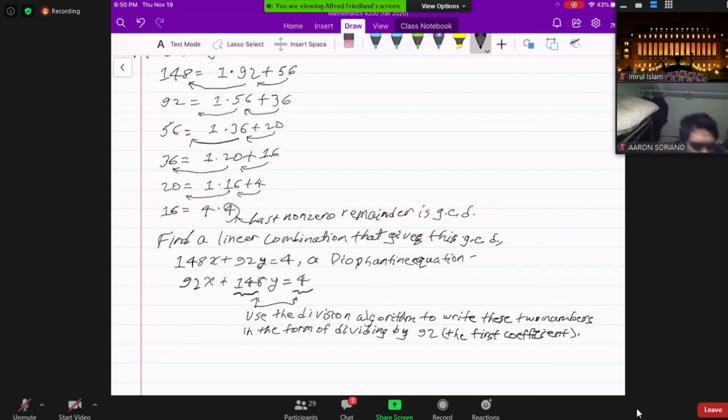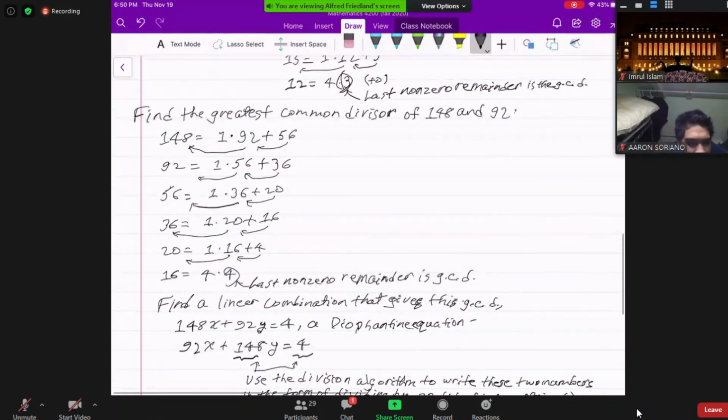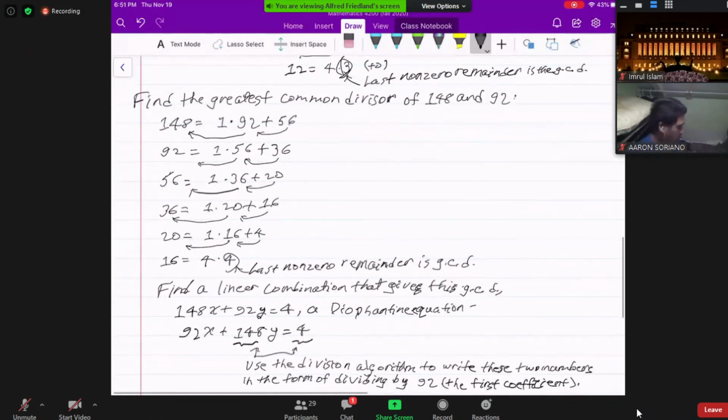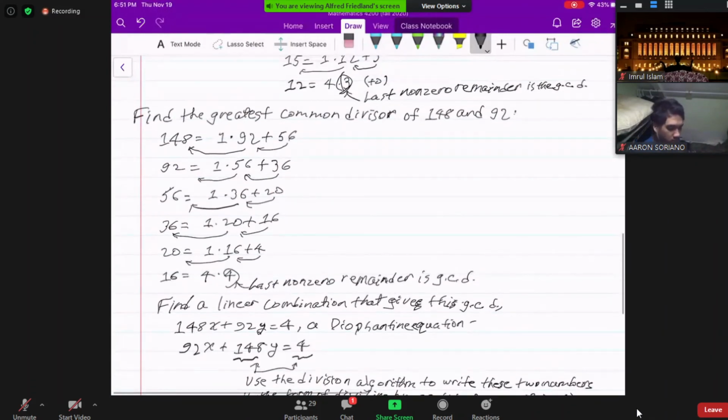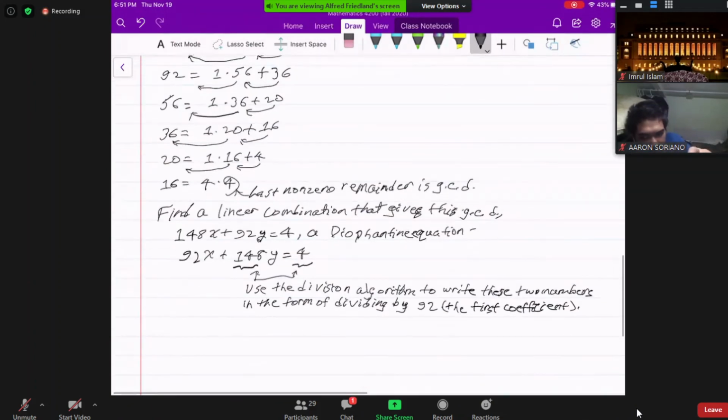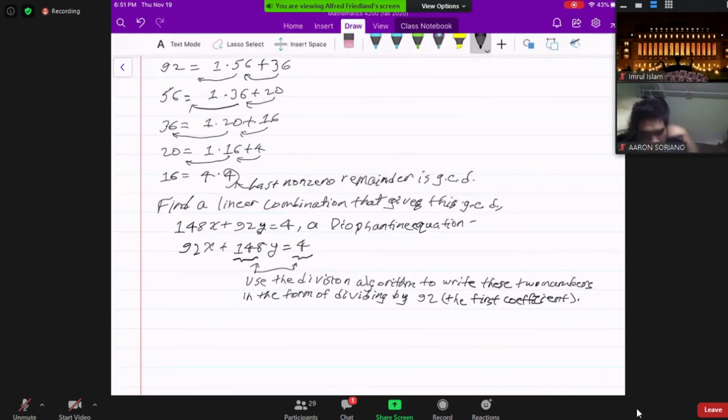When we're finding the greatest common divisor, we started with the 148 first and then the 92, because you're dividing the bigger number by a smaller number. You're doing the same thing in the Diophantine equation here, but since the way we did it was dividing by the first coefficient, it was convenient to make the first coefficient the small one. You don't have to. We once did an example where you didn't, but this would be easier.